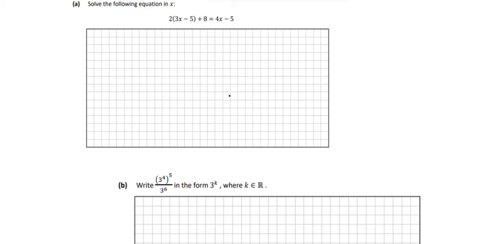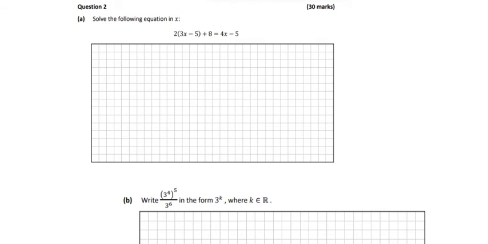Hi folks, so this is question 2. The first question just gives us an equation that you have to solve. On the left hand side it's got brackets, and then on the right hand side it's straightforward enough, it's got a 4x and a minus 5.